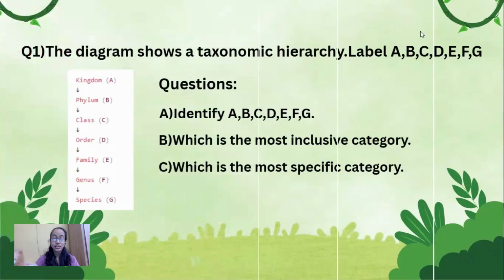The first question is, the diagram shows a taxonomic hierarchy. Identify and label each of the parts, and also mention which is the most inclusive and the most specific category. You can comment down your answers below and let me know.